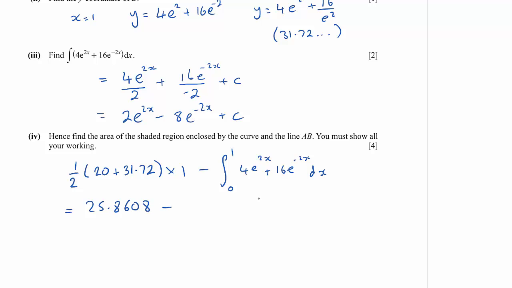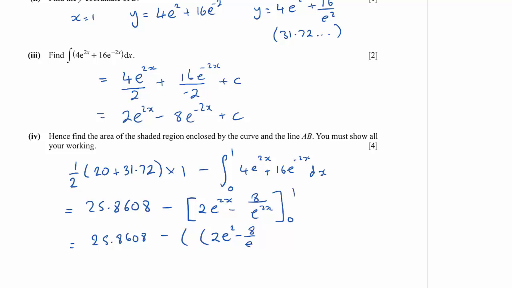Take away, and we know this is the integral, so we've got 2e to the 2x, take away 8e to the negative 2x, which is 8 over e to the 2x, and we want to evaluate that from 0 to 1. So it's 25.8608, take away. Now, using 1, we've got 2e squared, take away 8 over e squared. Using 0, we have 2, take away 8.